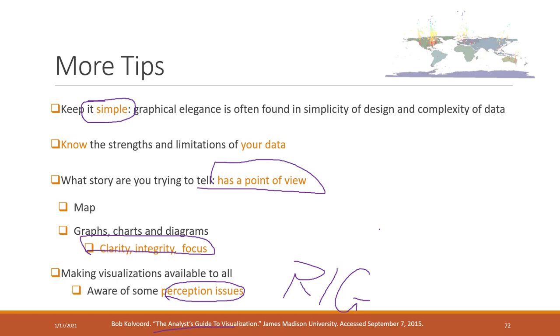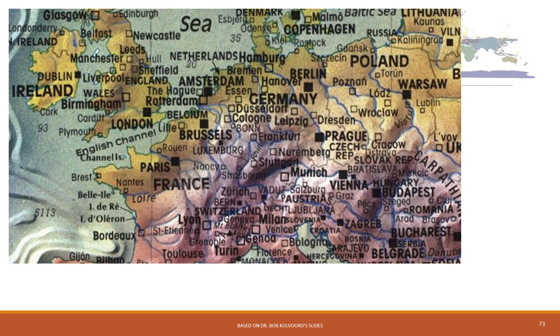So let's see some examples. Is this a good or bad visualization? Okay, so ask yourself. To me, I think it is a bad example. The labels are all over the place, and it's hard to tell what the content of this map is. It's a very crowded map visualization.